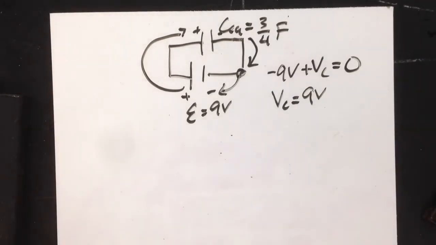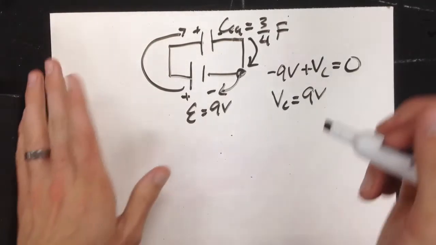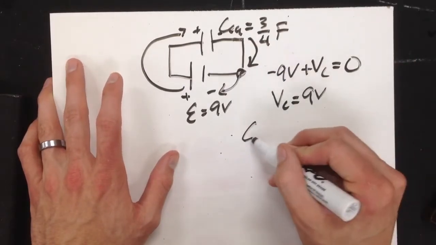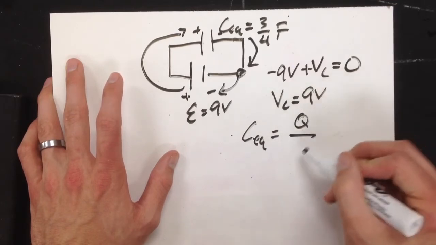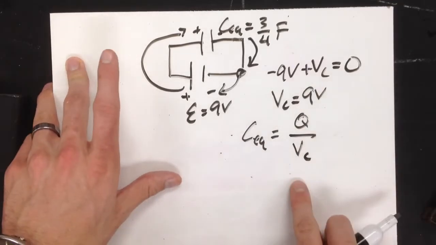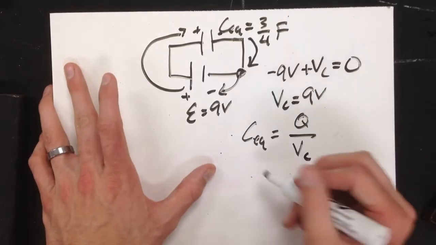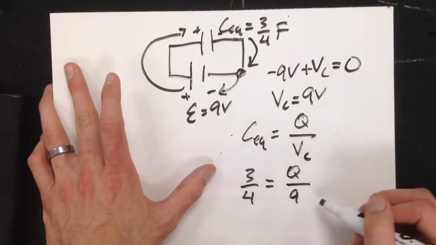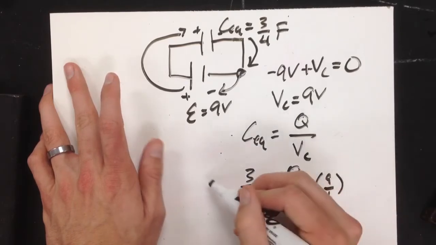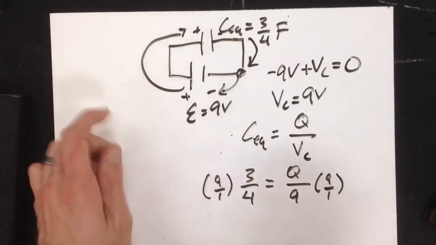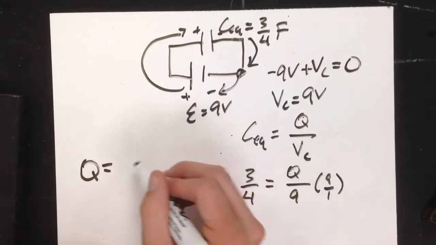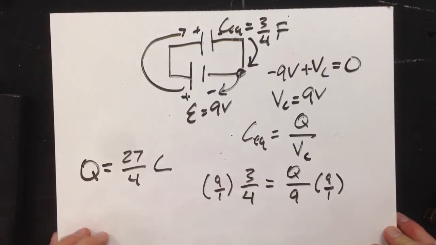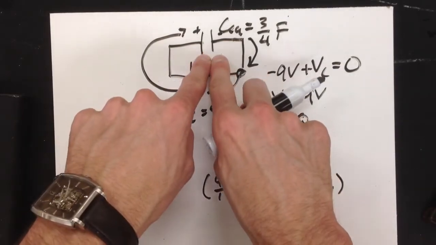So what I can do now is figure out the charge on my equivalent capacitor. C equivalent equals Q over VC, the charge on my capacitor. I know that C equivalent is 3/4, and I know that my voltage is 9. Multiply both sides by 9, and I get a charge of 9 times 3, 27 over 4 coulombs. So that's the charge on my equivalent capacitor.